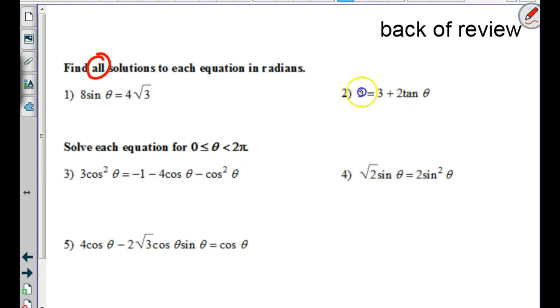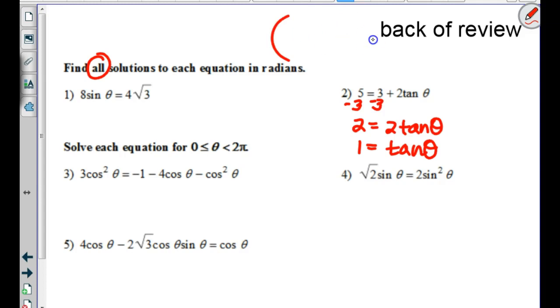Actually, I think I want to isolate the tangent. So I'm going to subtract 3 and then divide by 2 so that I get 1 equals the tangent. And where is the tangent 1 on your unit circle? Up here at square root of 2 over 2 and square root of 2 over 2. So that's pi over 4.